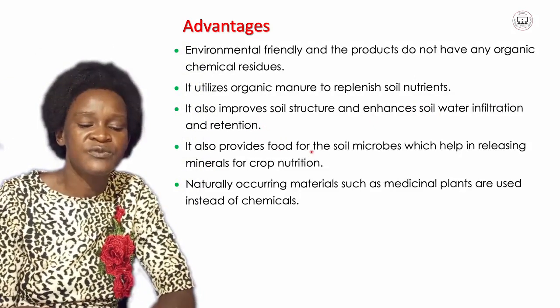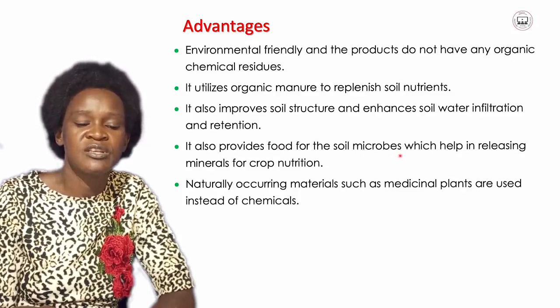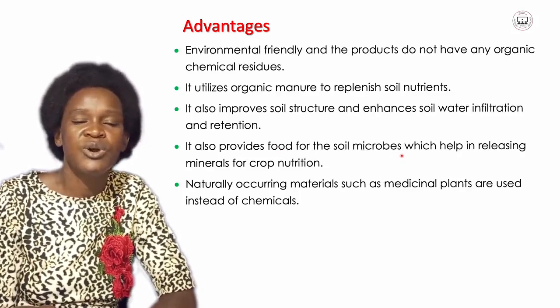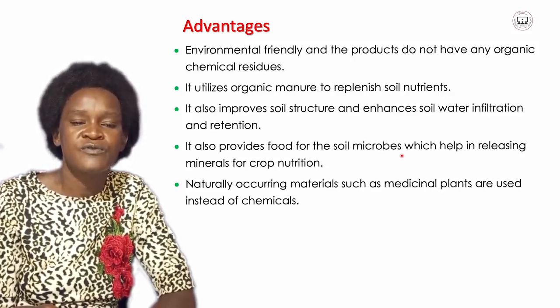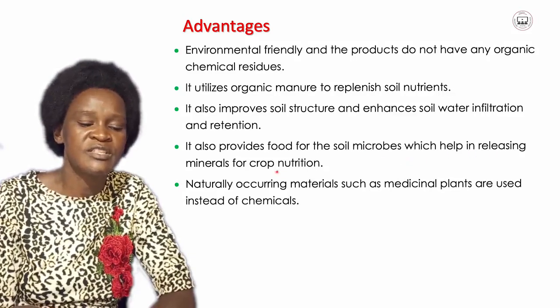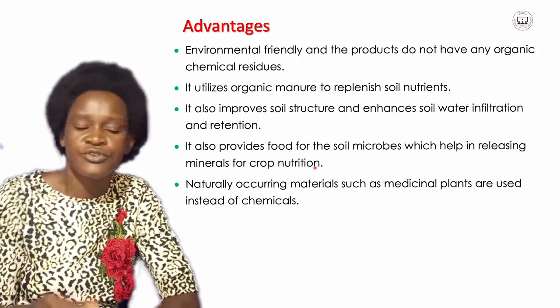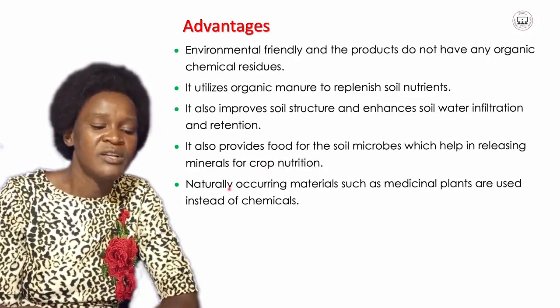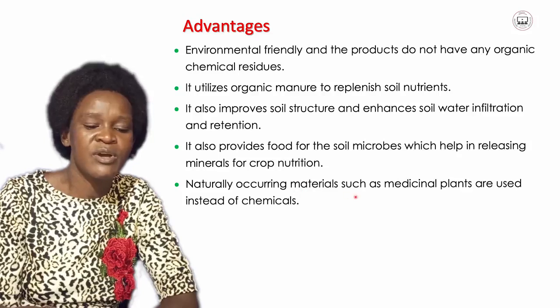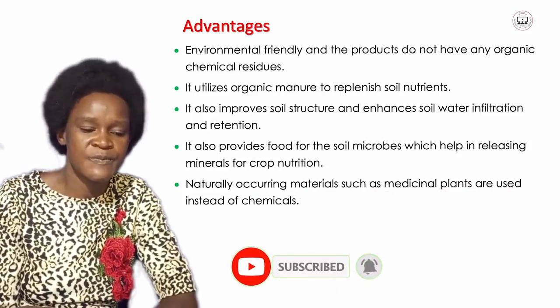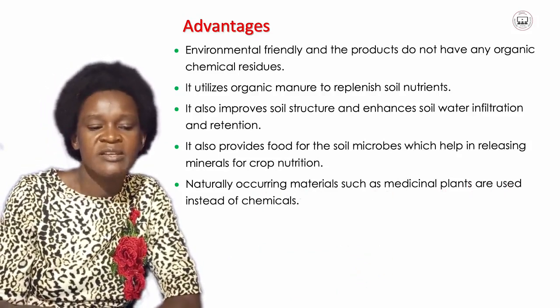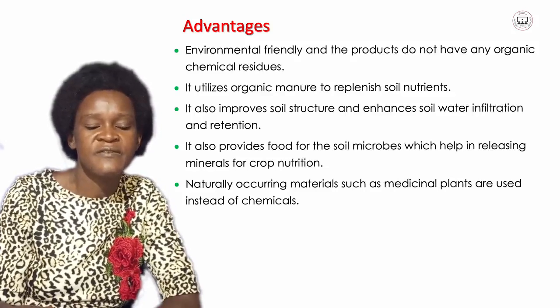It also provides food for the soil microbes. In the soil, we have some microorganisms which help in the decomposition process. So the manure used under organic farming provides food to those soil microbes, which help in releasing minerals for crop nutrition. Apart from that, naturally occurring materials such as medicinal plants are used instead of chemicals. So those were some of the examples of intensive farming systems.